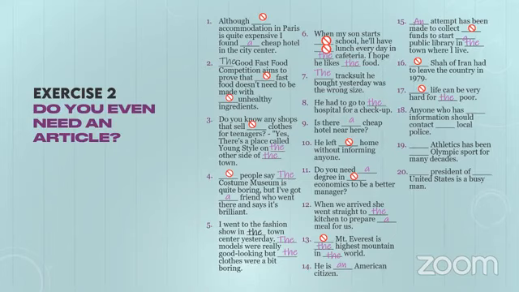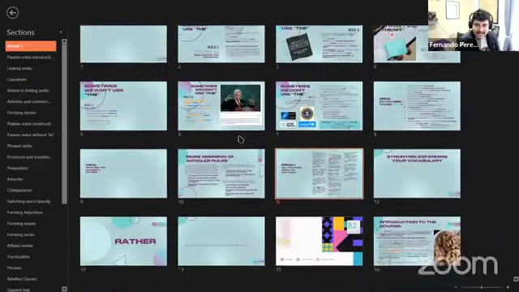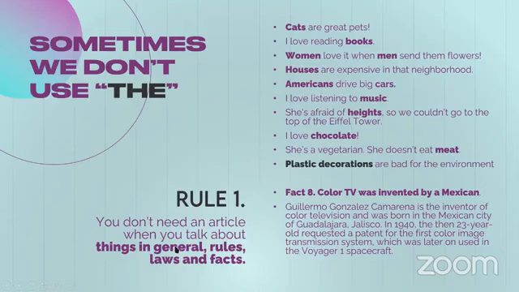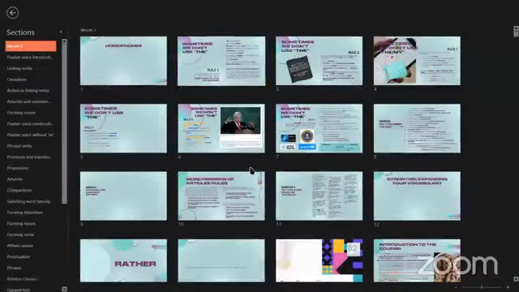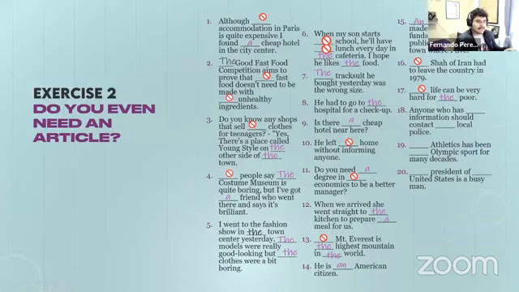The first rule. Talking about things in general. It's the same slide that I showed you first. Talking about things in general, rules, laws, and facts. It's not necessary. Sorry. Don't say sorry. We're learning.